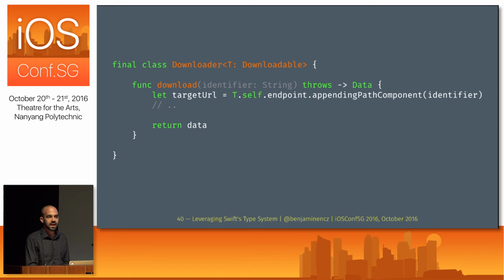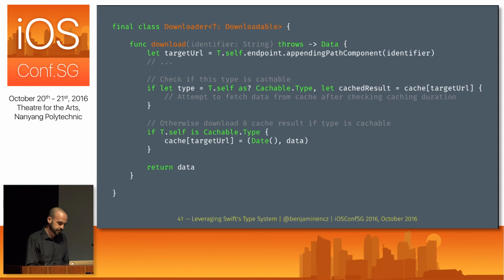But let's assume we have another type that is also cacheable. So we can now extend this downloader, and we can dynamically check this type and see, is T.self maybe a cacheable type? And if it is a cacheable type, then we might perform a different code path, where before we go to the network, we actually check in the cache and retrieve the object from there, and after we got it from the network, we store it in the cache. So we can do this dynamic type check to see if our type that is downloadable is also cacheable, and then perform some different code.